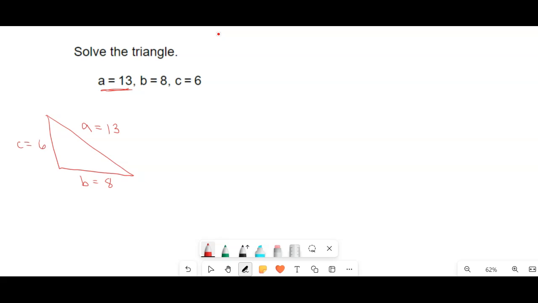All right, I want to start with my largest angle. So I'm going to start with angle A. And the reason I do that is because the law of cosines, when we're solving for angles, uses inverse cosine. An inverse cosine can find obtuse angles. So if there is an obtuse angle, it's going to be the angle that's opposite the longest side.